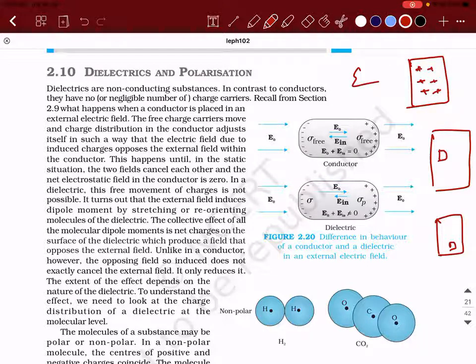Paper will be able to hold it, because what is paper? It is an insulator. So what will it do? It will not conduct the charges to the surroundings easily. It will try to hold the charge within itself.